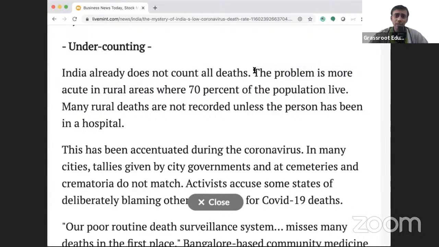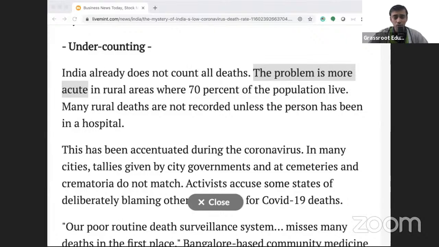What do you mean by this word? The problem is more acute. Let's see who can tell me this. What is the meaning of this particular word, acute? Sharp, more evident, severe. Good. More serious. Very good.